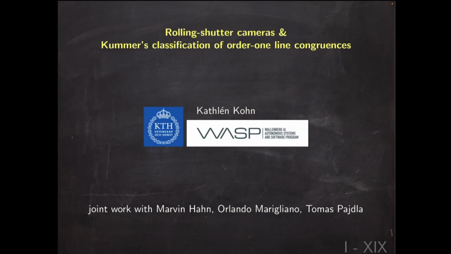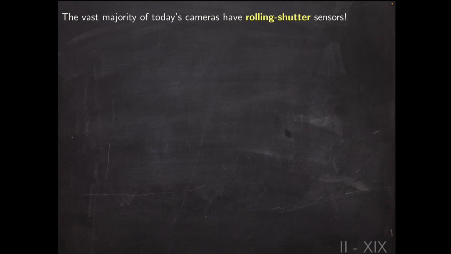So the collaborators here are Marvin Hahn, that I guess some of you knew, and I think he even spoke at your seminar before, who is currently in Dublin. And then Orlando Marigliano, who's also with an algebraic geometry background. And the last co-author here is Tomas Pajdla, who is an engineer. He's a very well-known computer vision engineer in the engineering community, but has no background at all in algebraic geometry.